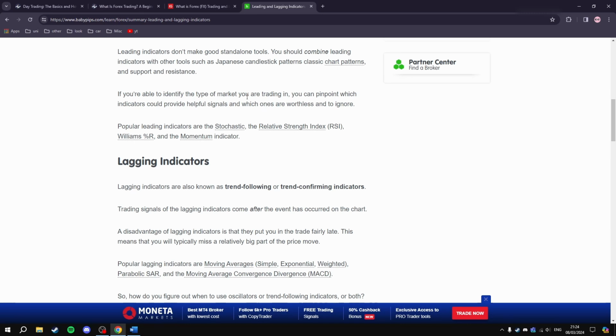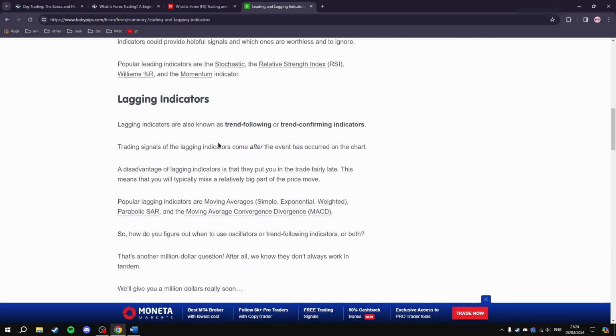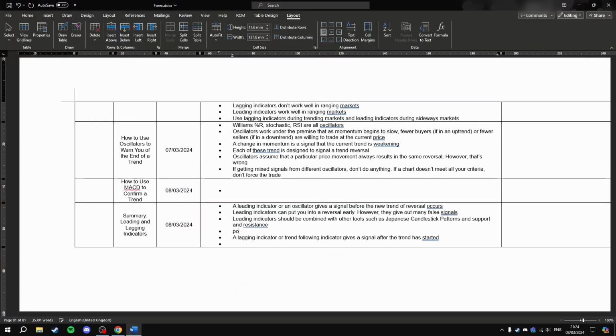Which indicators can provide helpful signals? Popular leading indicators are the stochastic, the relative strength index, Williams percentage R, and the momentum indicator.